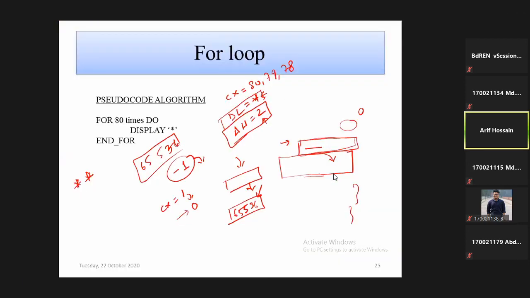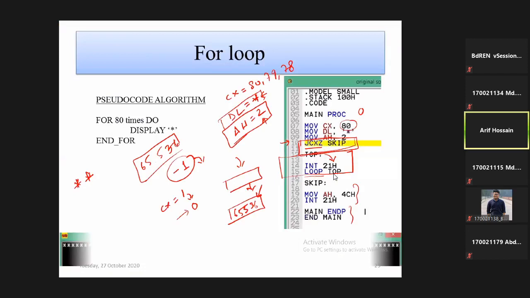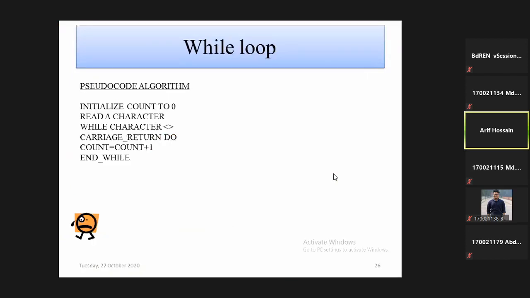So this was your for loop. The code was given, the output was given. Very simple. This is your while loop. The cartoon is there, and there is a reason why that is there. We will get back to that later on. So look at the pseudocode. Initialize count to 0. Read a character. While the character is not equal to carriage return, this sign.